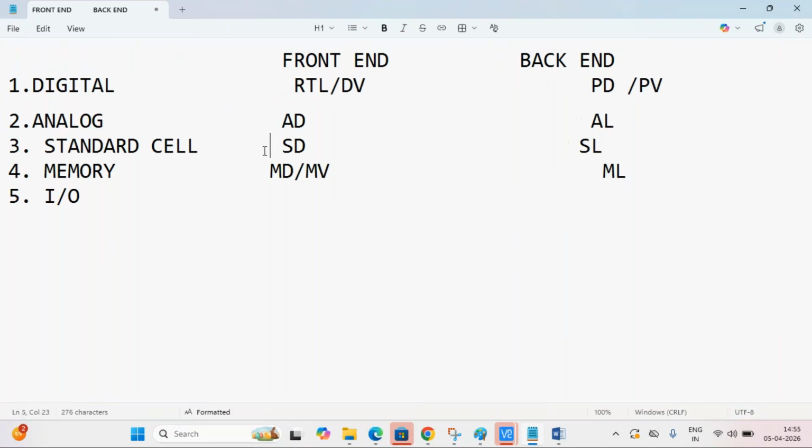So now you got the idea. We have dependency between front end and back end. Except this, there is also a testing team, DFT. Whatever project they do, they design for testability. One domain will be there for testing purposes. That is separate.